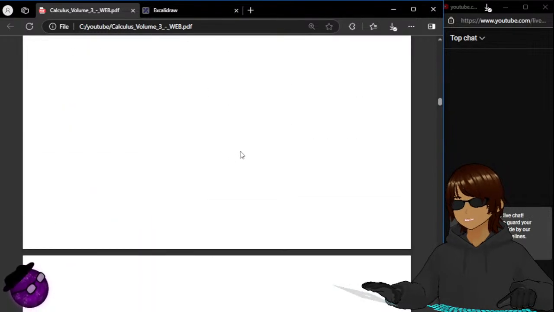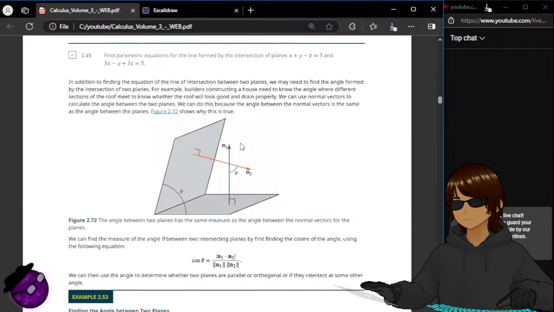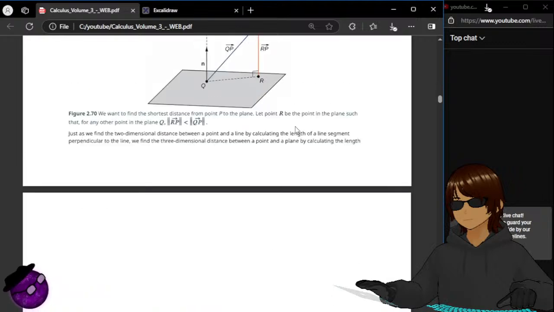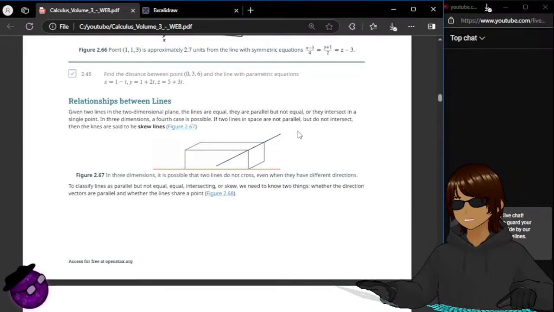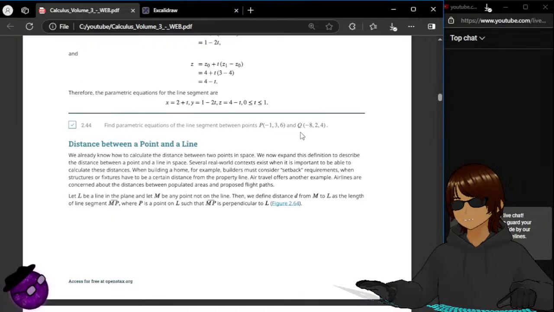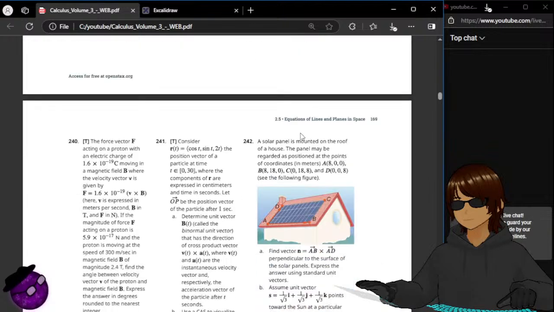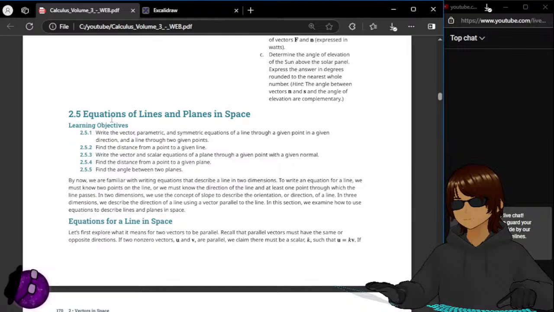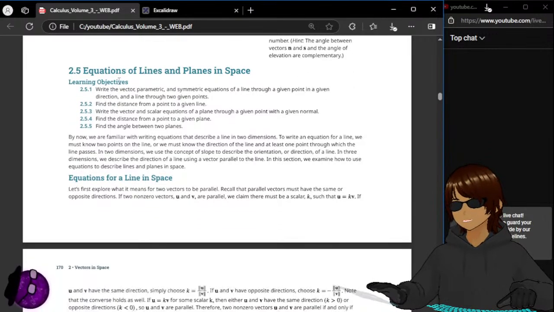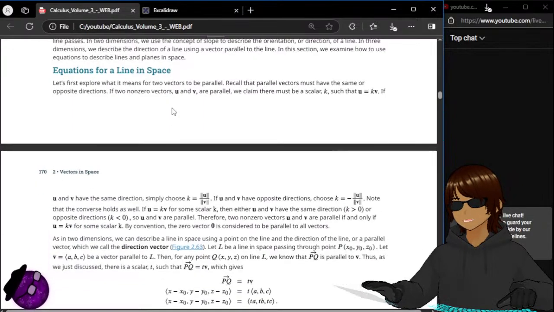Okay, I went to the previous chapter. Let me just go to the previous chapter. Okay, yeah, I remember learning about torque. Okay, equations of lines and planes in space. Should I make it a little bit bigger? Okay, I think this is fine.